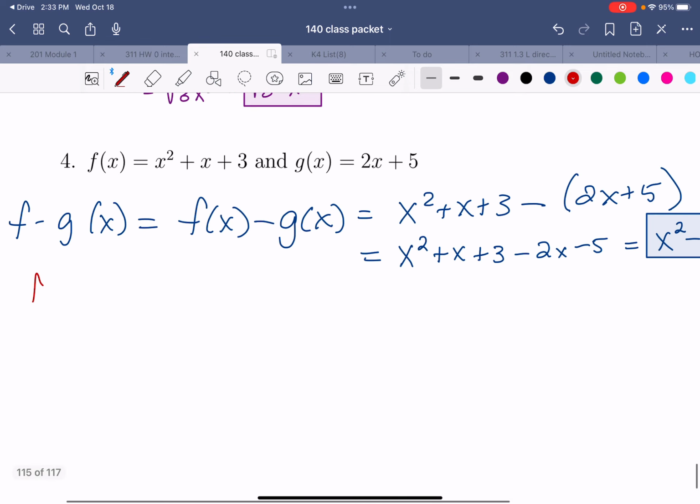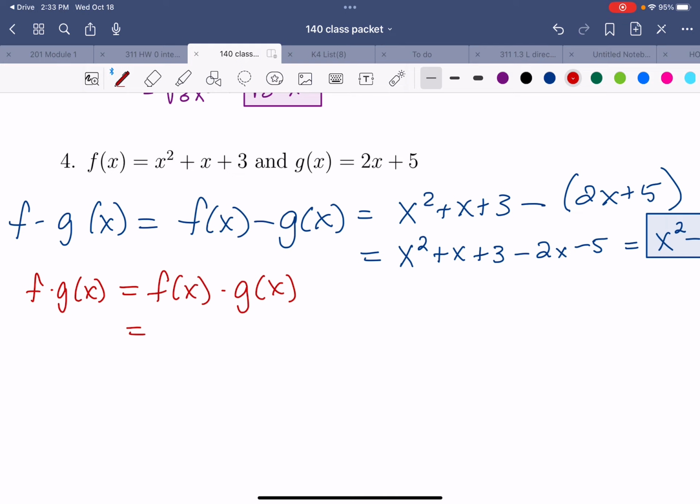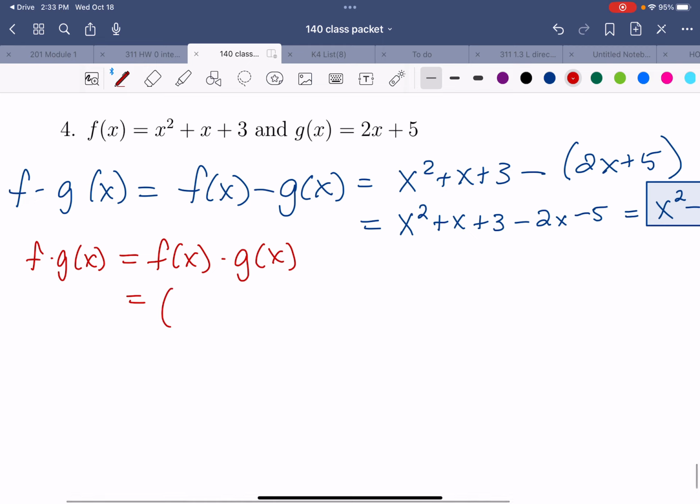Next, we're going to take f times g of x. So that is f of x times g of x. And this is going to have a lot of terms: x squared plus x plus 3 times 2x plus 5. And we're going to expand that out.